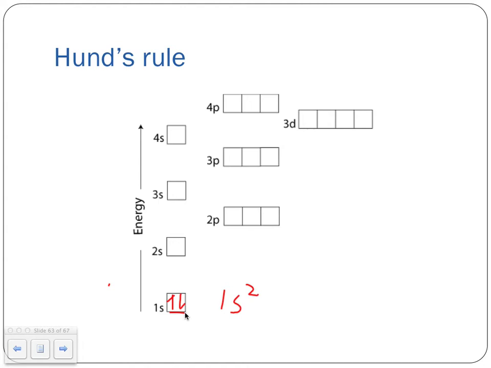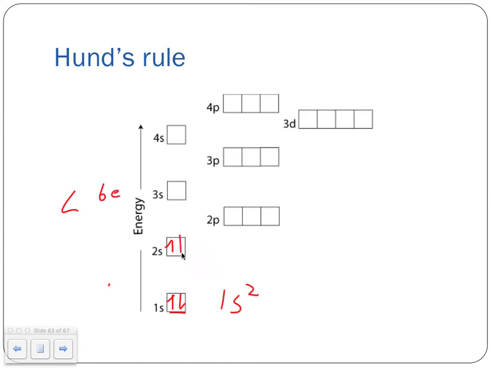Now let's talk about lithium. Lithium has 3 electrons. So the first 2 go in the 1s, the next one goes in the 2s, like that. Okay? Let's jump ahead a little bit. Let's say we want to do carbon. All right? So let's look at carbon. Carbon, if you look at the periodic table, has an atomic number of 6. And so if it's a neutral atom, it'll have 6 electrons.